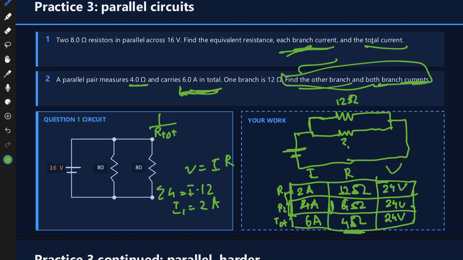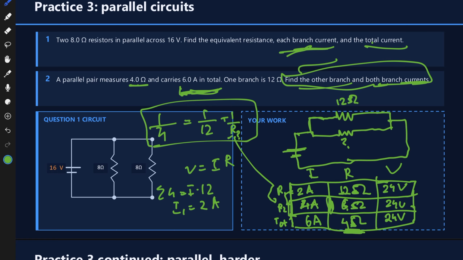If you just wanted to find this resistance, we could go 1 over R total. It's 1 over 12 plus 1 over R question mark. But 1 over R total we know, right? We're given that is 4. And then you could just manipulate this to find the R2 from that. So both ways, I solved it in a way I found more efficient.